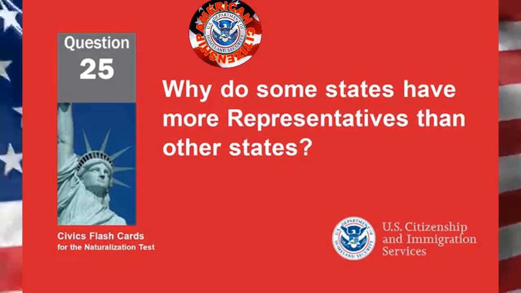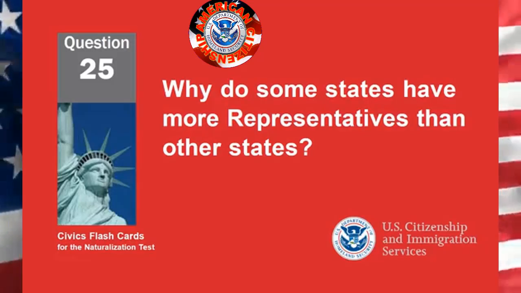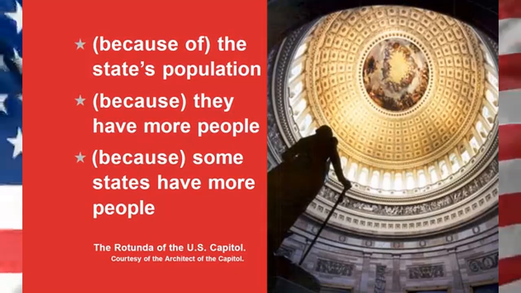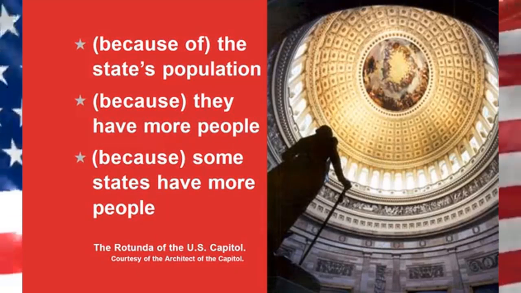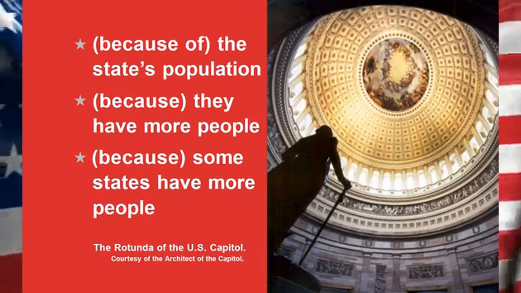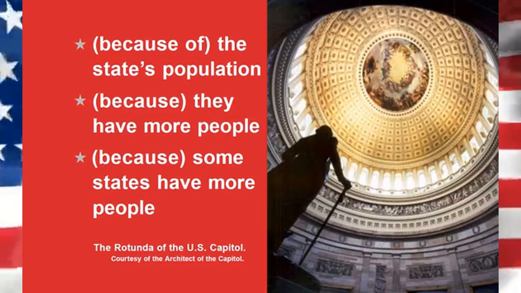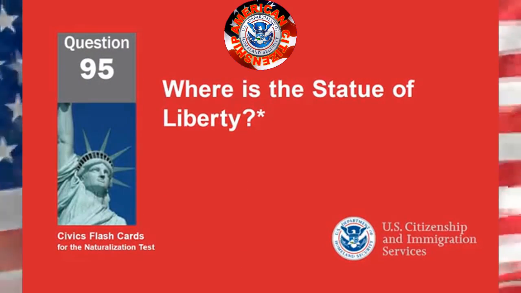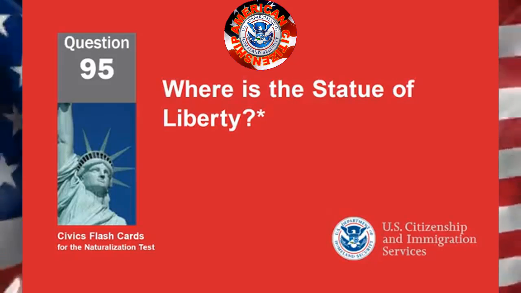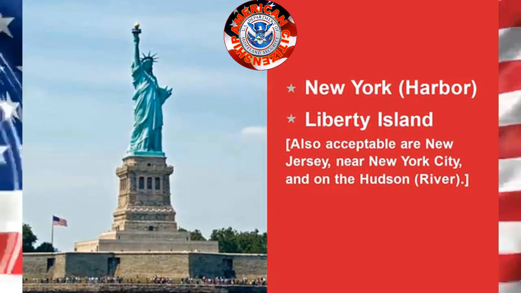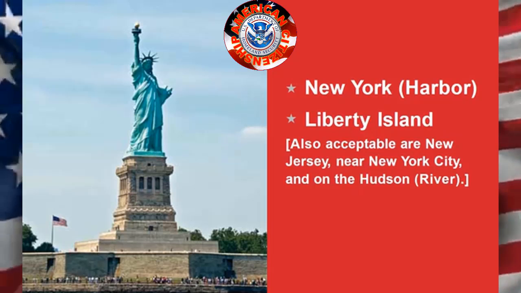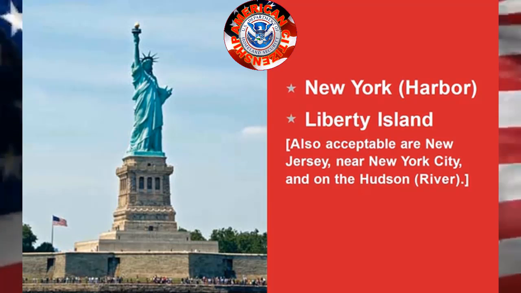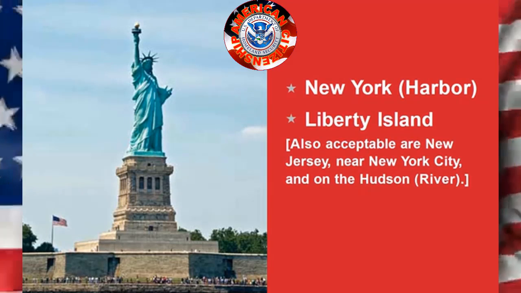Why do some states have more representatives than other states? Because of the state's population, because they have more people, because some states have more people. Where is the Statue of Liberty? New York Harbor, Liberty Island. Also acceptable are New Jersey, near New York City, and on the Hudson River.